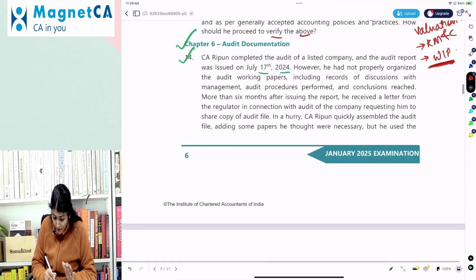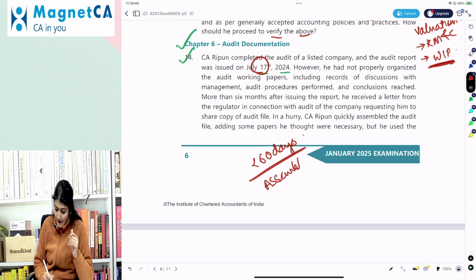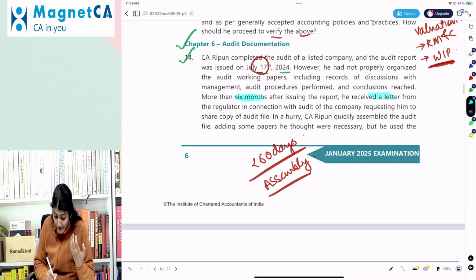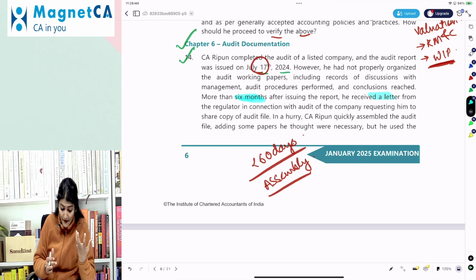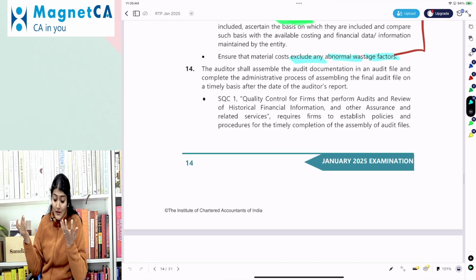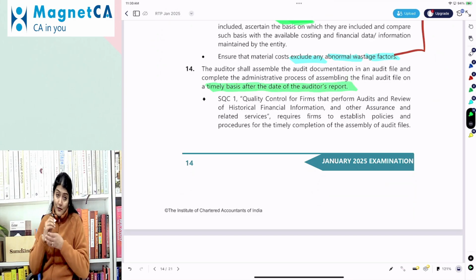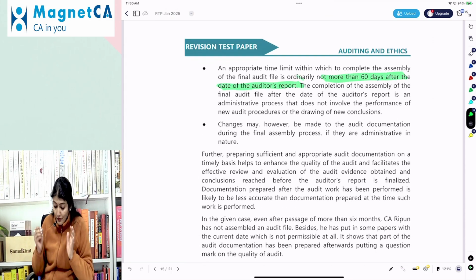Right. So when was the audit report issued? July 17. Right. So not more than 60 days from the date of the audit report, the assembly of the final audit file should have been done. Now, here an issue letter has come from the regulator after a period of 6 months. And then after that, he's adding the working papers and all. So the assembly of the final audit file has not been done on a timely basis. Right? So the auditor shall assemble the audit documentation in an audit file and complete the administrative process on a timely basis after the date of the audit report. Right? What is the timely basis? It should not be more than 60 days after the date of the audit report.